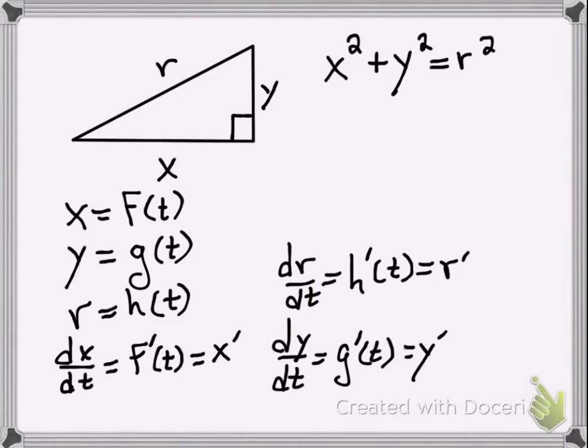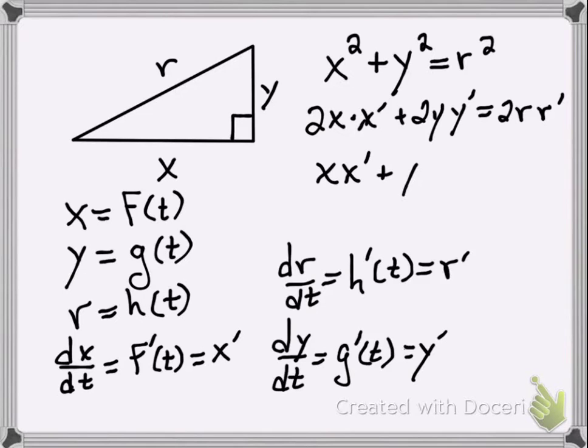So when we take the derivative term by term in the Pythagorean theorem here, first of all, we're going to use the power rule. So the derivative of x squared is 2x, but then we have to multiply by the derivative of the inside function. And since we're saying that the inside function x is a function of time, we know that that's going to be x prime. And then the derivative of y squared, well, that's going to be 2y times y prime. And the derivative of r squared is going to be 2r times r prime. So we can simplify this expression by dividing everything by 2, and we get x times x prime plus y times y prime equals r times r prime.